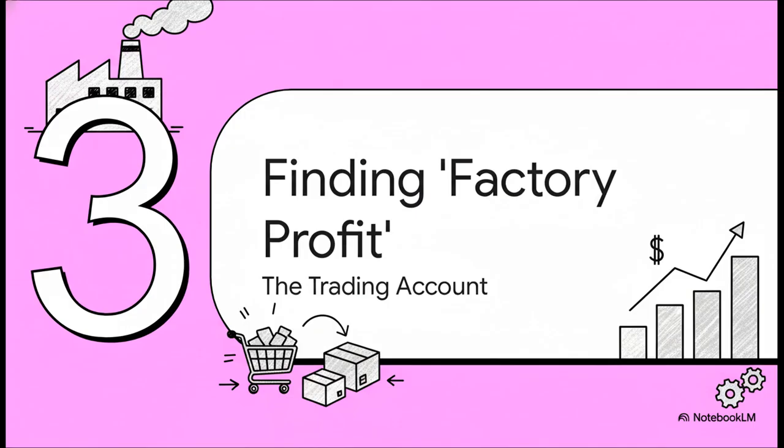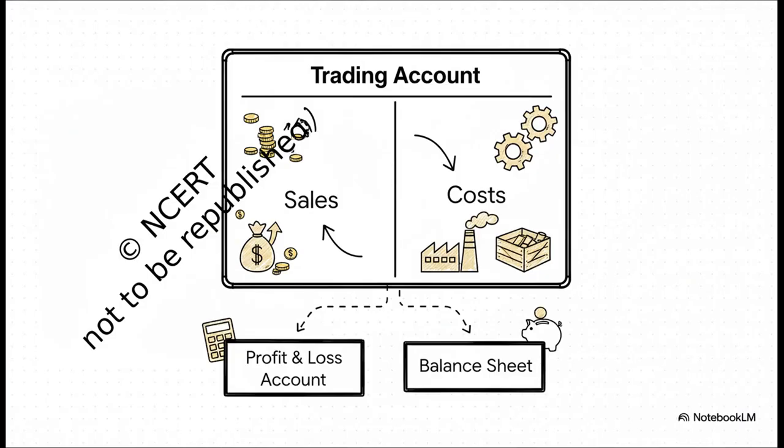Great. See? You already know the golden rule. Now let's start preparing the first part of our business report card, the trading account. The goal here is really simple. We just want to find out what I like to call the factory profit, or what's officially known as gross profit. Basically, it's the profit a business makes just from buying and selling its stuff.